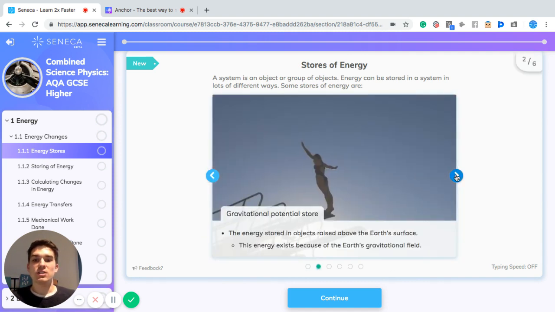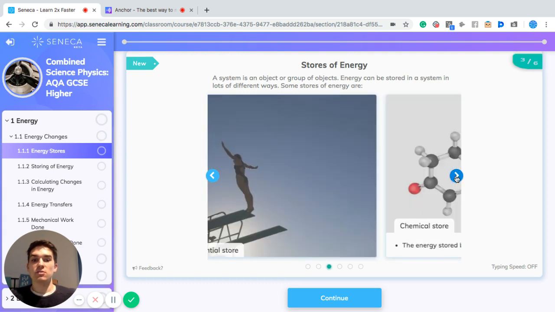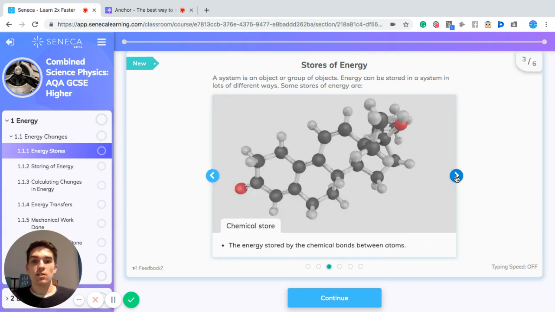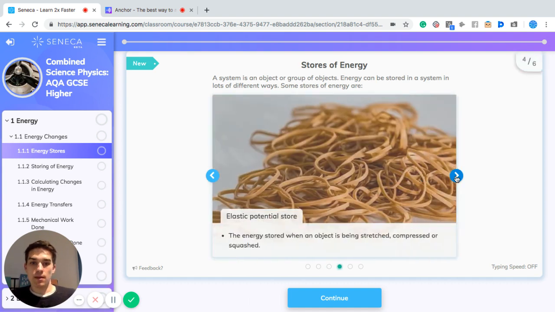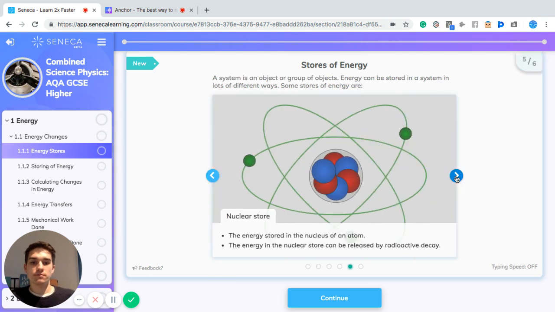Secondly, we've got a gravitational potential store, and this is the energy stored in an object raised above the Earth's surface. This energy exists because of the Earth's gravitational field. The third store of energy is a chemical store. That's the energy stored by the chemical bonds between atoms. Fourthly, we've got elastic potential store, and that's the energy stored when an object is being stretched, compressed, or squashed.